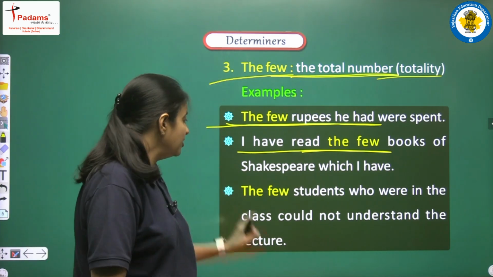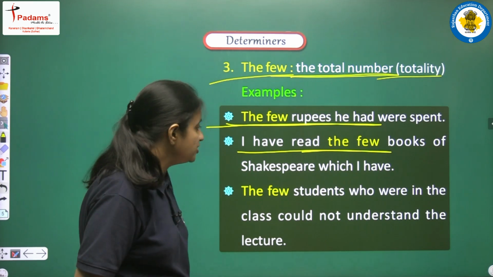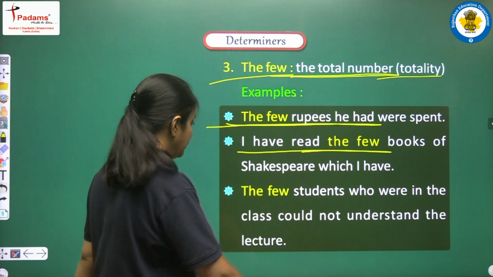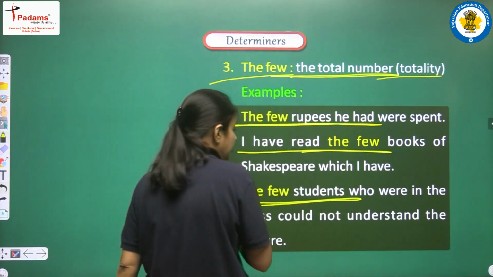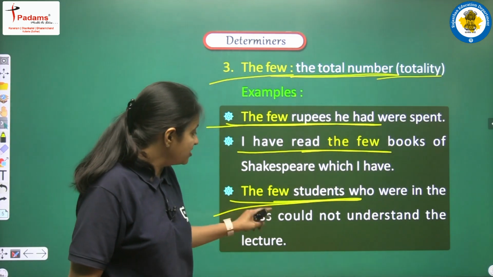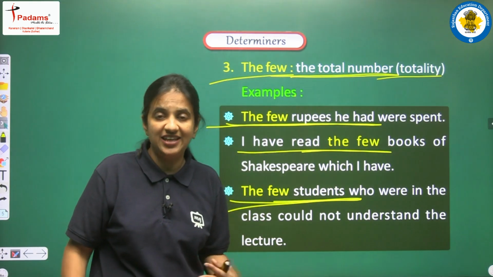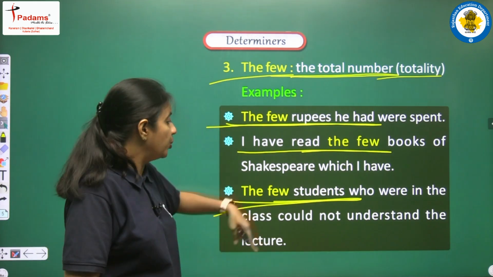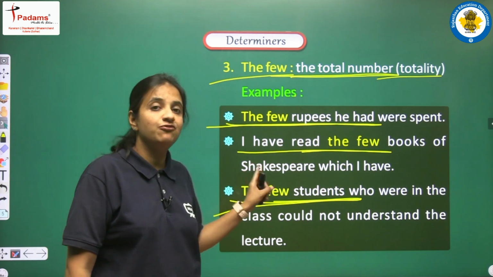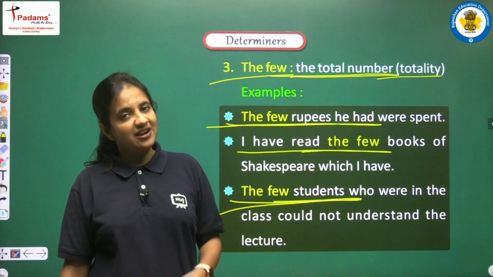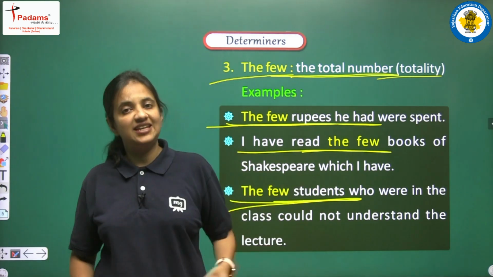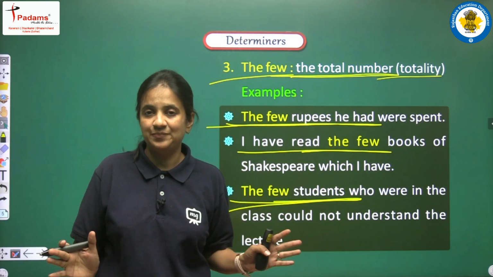Okay. One more example, the few students who were in the class could not understand the lecture. So again here we are trying to indicate the total number of the students. So here we are trying to show that class में जितने भी students बैठे थे, so all the students, they were unable to understand the lecture. So again with the help of the few, we are trying to show, you know, that the total number of the students, or we can say the totality of the students.